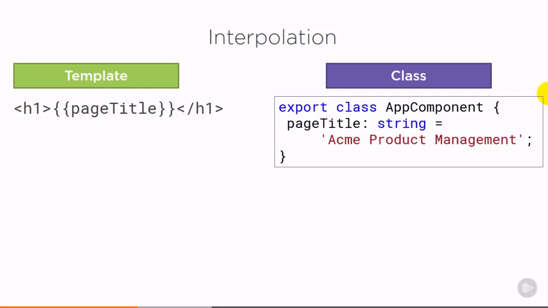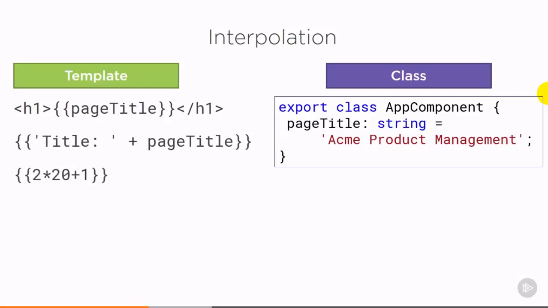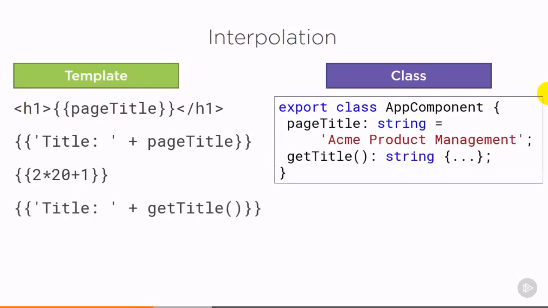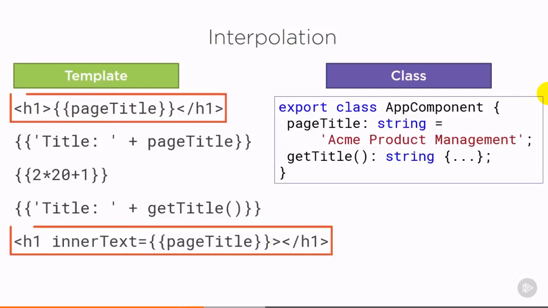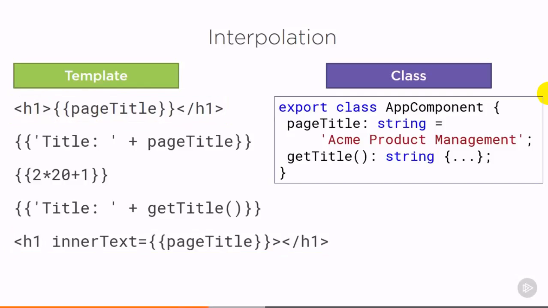We can perform operations such as concatenation or simple calculations. We can even call a class method such as getTitle shown here. We use interpolation to insert the interpolated strings into the text between HTML elements, as shown here. Or we can use interpolation with element property assignments, as in this example. Here we assign the inner text property of the H1 element to a bound value. Both of these examples display the same result.